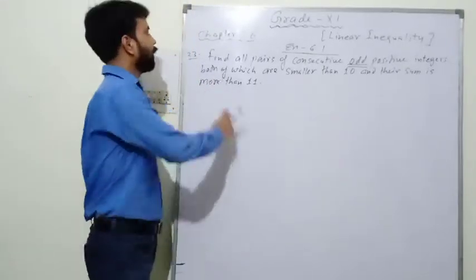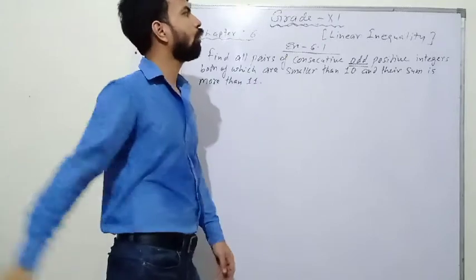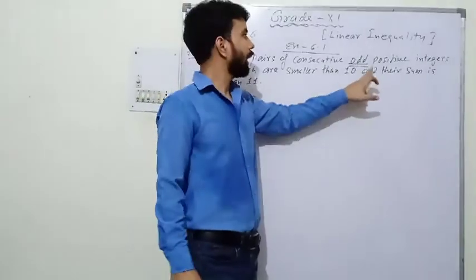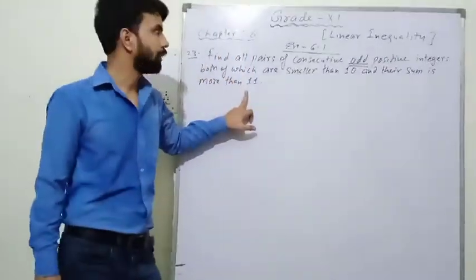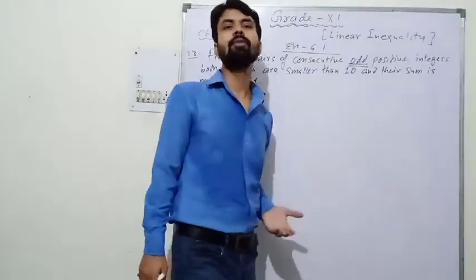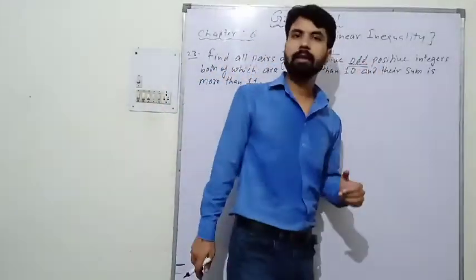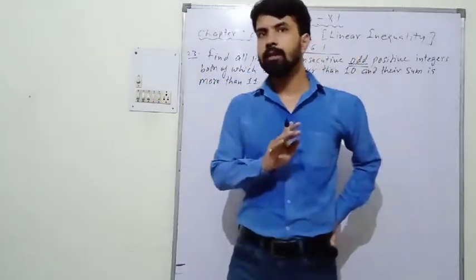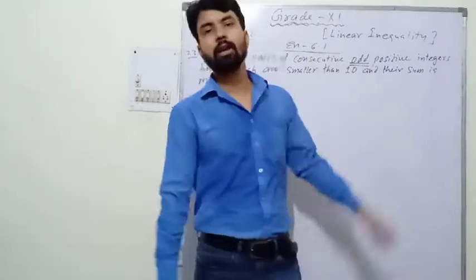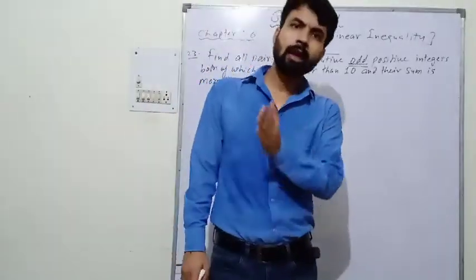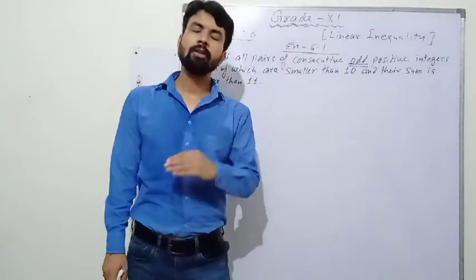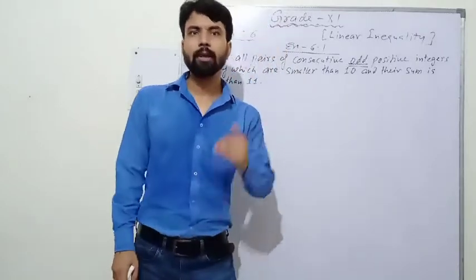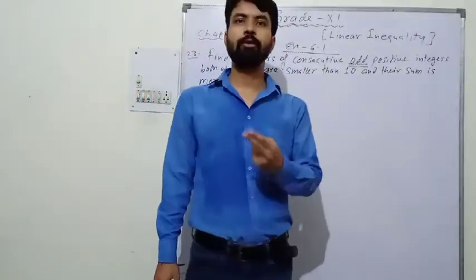Understood? So see, find all pairs of consecutive odd positive integers, both of which are smaller than 10 and their sum is more than 11. So what is the meaning of consecutive odd positive integers? Odd numbers we all know: 1, 3, 5, 7, 9, 11, 13. These are the odd numbers. But consecutive odd numbers means those that come one after another. For example, which odd number comes after 1? 3. So 1 and 3 are two consecutive numbers. After 3 comes 5. So 3 and 5 are two consecutive odd numbers.